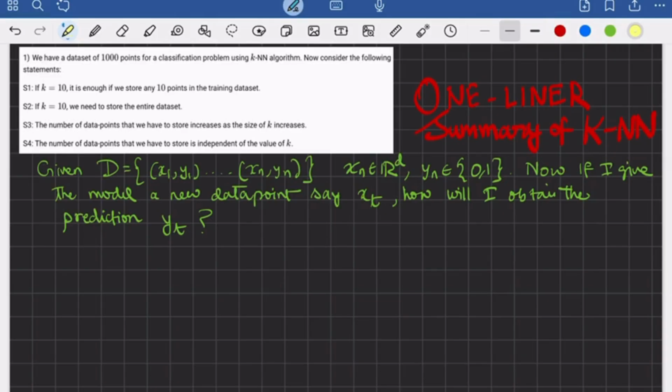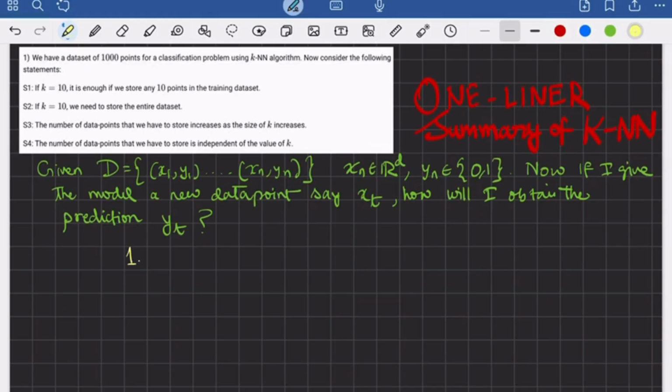Now the question is, if I give the model a new data point, say xt, how will the model obtain the prediction corresponding to xt? Which means, will it predict xt to be lying in class 0 or class 1? That is the classification problem. So let's start with how the model will go about deciding.